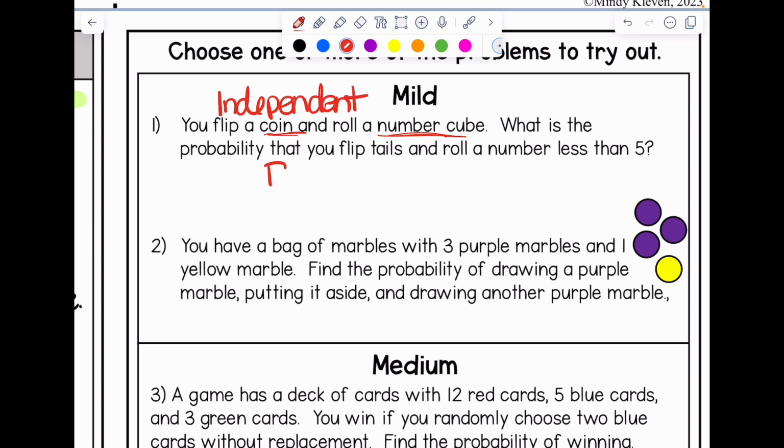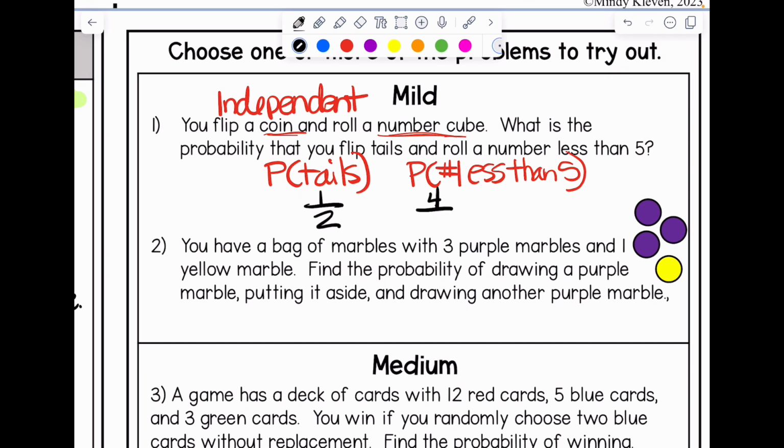So I want to know the probability that I'm going to get tails and a number less than 5. So the probability that I would flip tails on the coin is 1/2. And then on my number cube, a number less than 5, I would have four favorable outcomes out of the 6 possible outcomes. And so my probability of that happening is 4/6. And then I can multiply. You could either multiply straight across here, or I noticed that 4/6 actually simplifies to 2/3. So I'm going to go ahead and simplify that before I multiply.